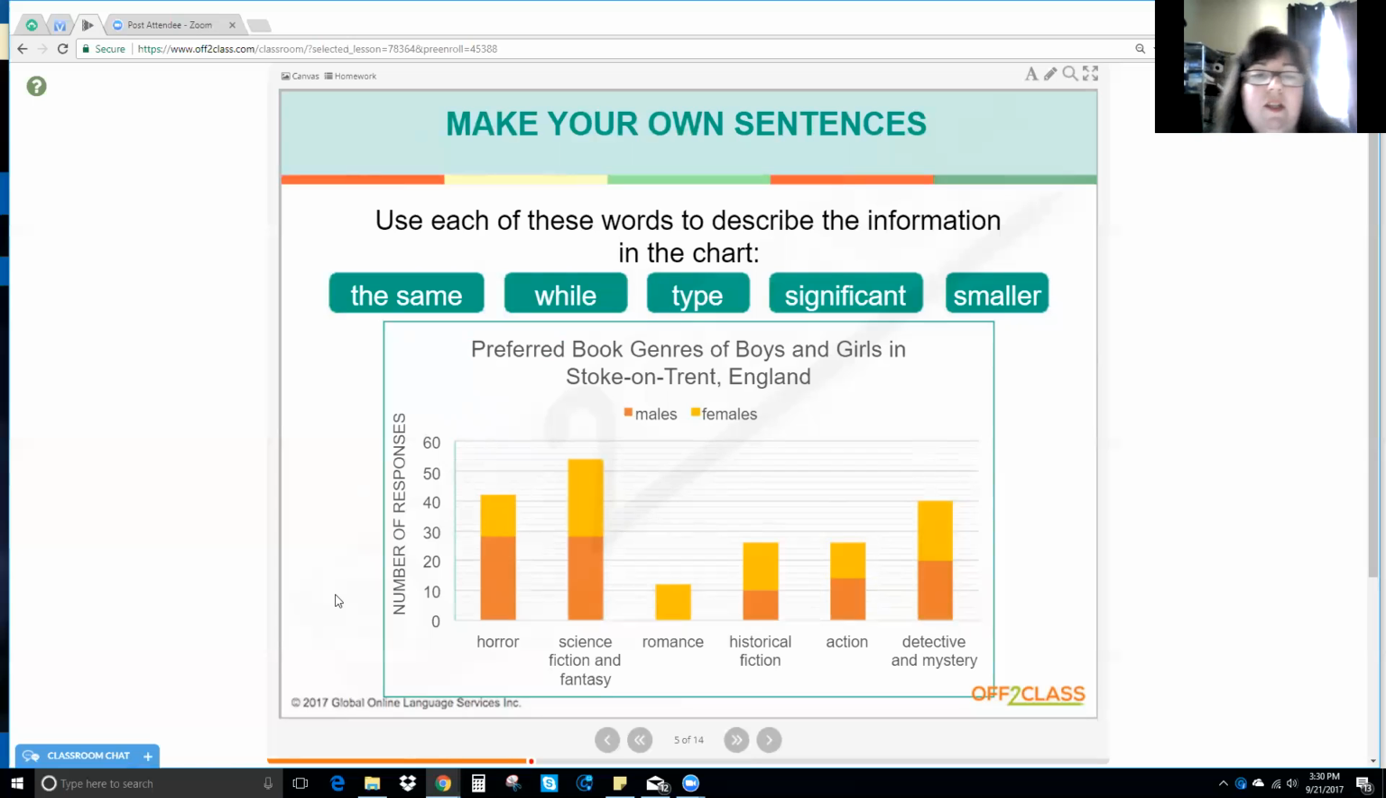Okay, use each of these words to describe the information in the chart. So we have the same, while, type, significant, and smaller. So we could say the same number of boys liked horror as science fiction and fantasy, while more girls like science fiction than boys. I'm sorry, more girls like science fiction than horror.